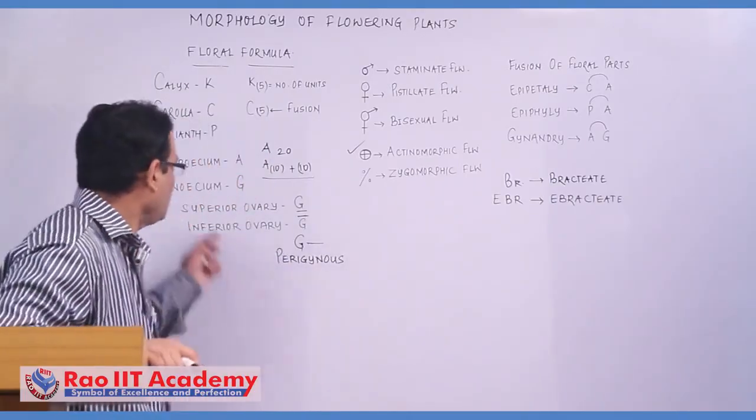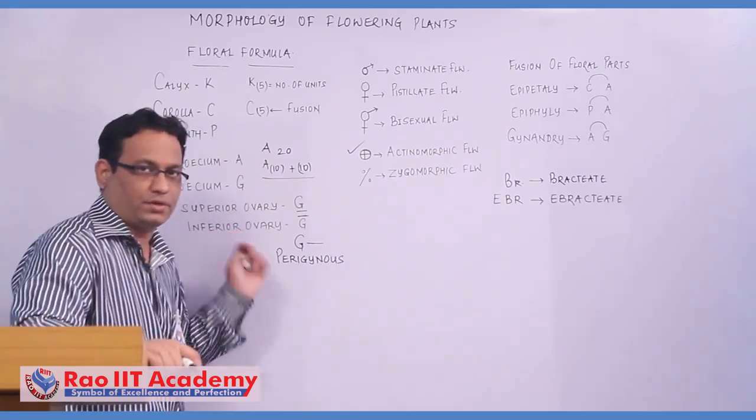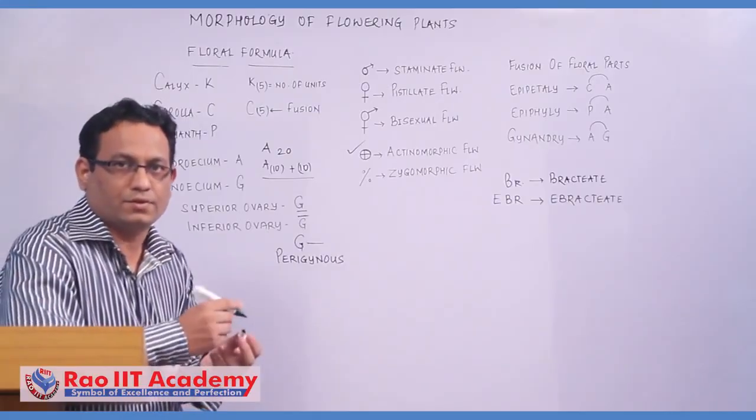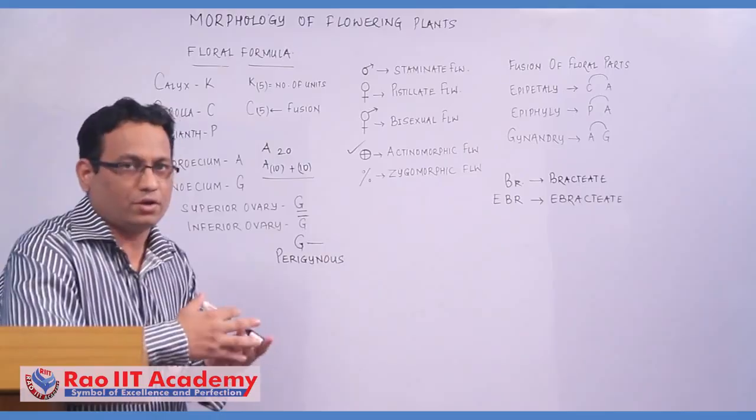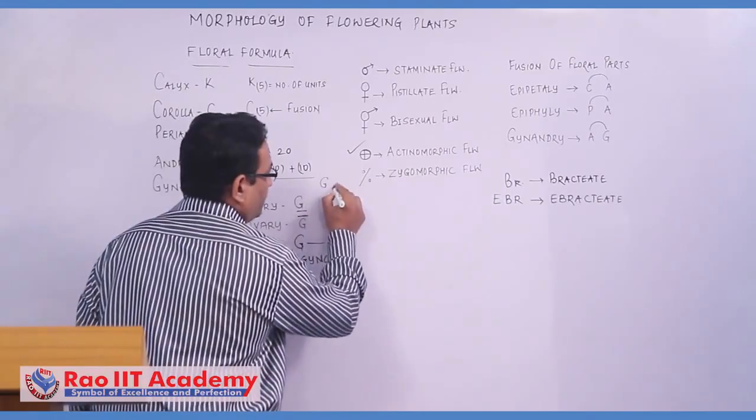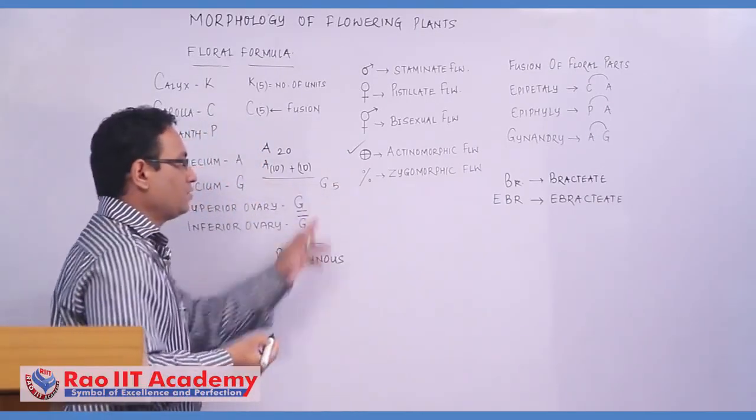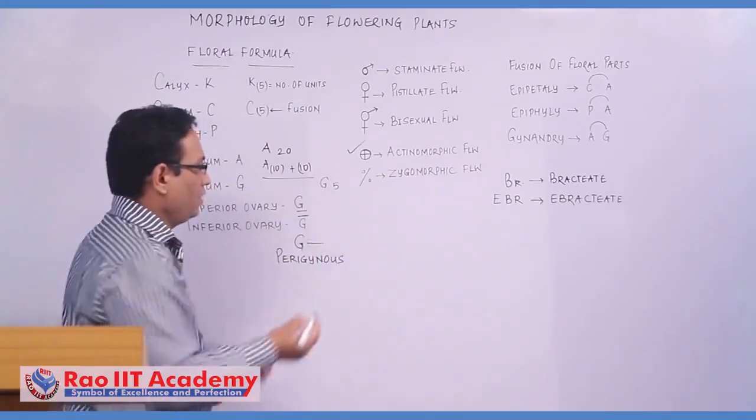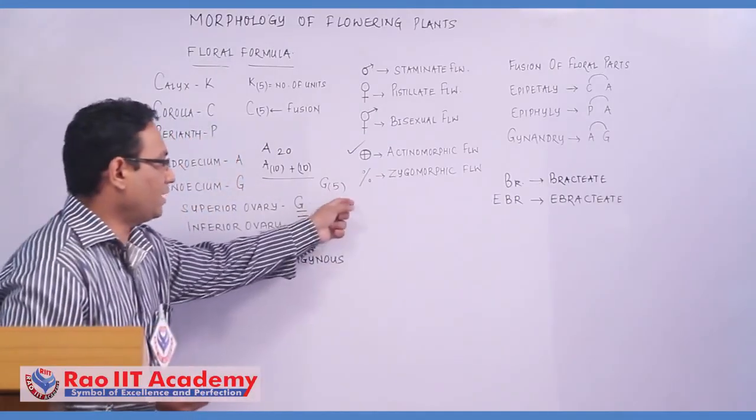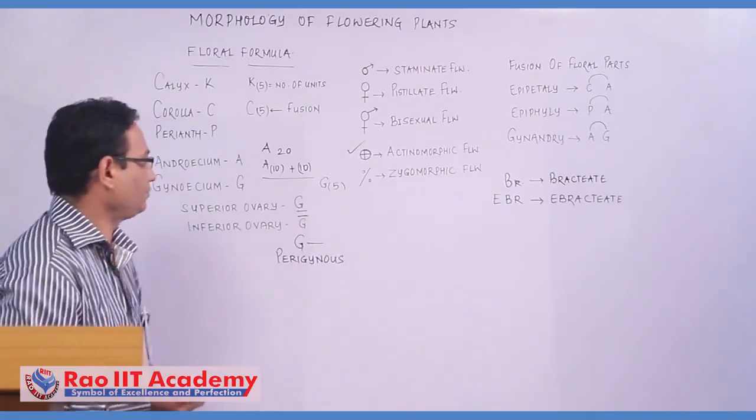Now when we come to the gynoecium part, the pistils. The pistils are made up of carpels. The carpels can be free or they could be fused. So if you have, say, 5 carpels which are free, they would be simply mentioned as G5. If they are fused, if we have a syncarpous gynoecium, then the parenthesis indicates fusion.